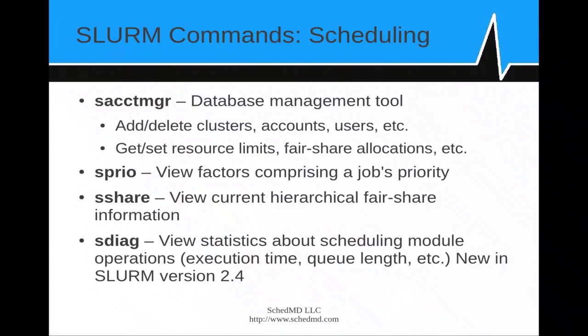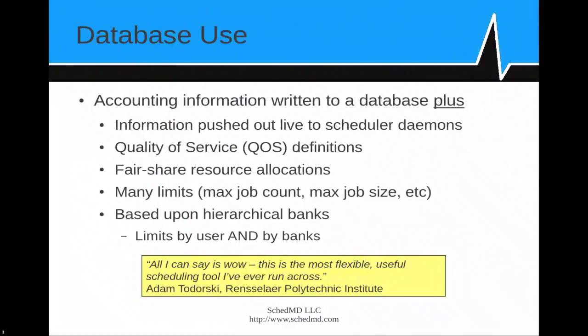sshare reports your current hierarchical fair share information, and sdiag is a new tool that was added in Slurm version 2.4 that prints statistics about the scheduling module operation. So how long it takes to run, your maximum queue length, how many jobs have been scheduled, and that type of information.